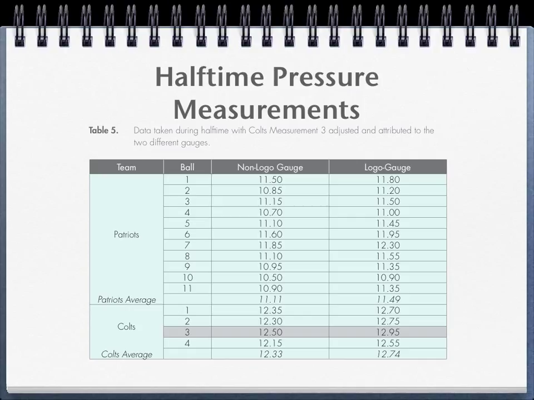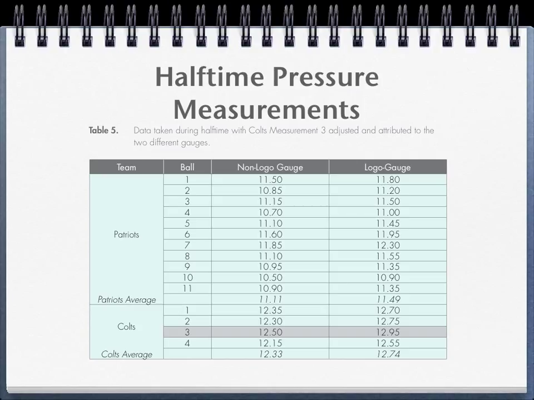The other thing to note in this list is the actual sequence of listing is according to which balls were measured when. So number one is the first ball measured. For both lists, the ball with the least pressure is toward the end of the list. So for the Colts, the number 10 is 10.5 in the non-logo gauge, and for the same gauge, ball number 4, 12.15 is the lowest of the Colt balls.